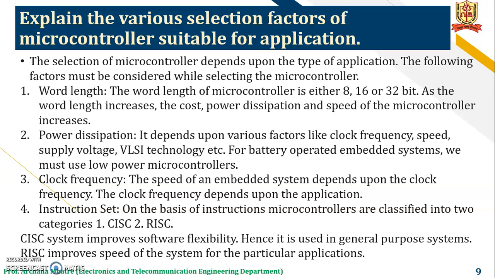Next factor is instruction set. On the basis of instruction set, microcontrollers are classified in two categories. First is CISC and second is RISC. The CISC system improves the software flexibility. Hence, it is used in general purpose systems. RISC improves the speed of the system for a particular application.